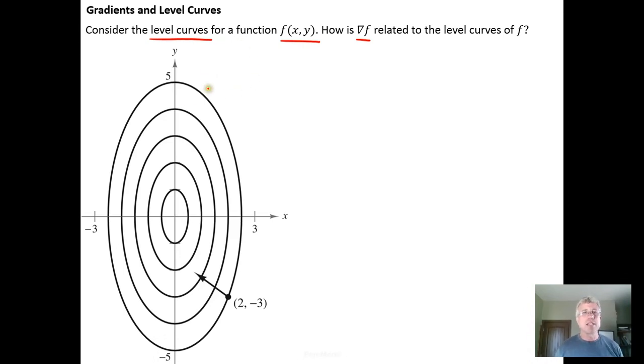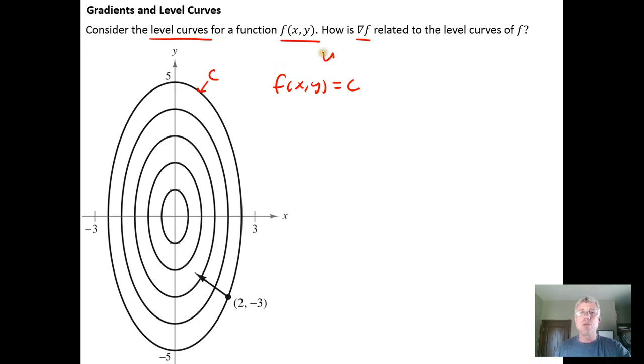So the idea is, for any level surface, the value of the level surface as you move around it is a constant, right? And we determined the pictures of the level curves by taking the function f of x y and setting that function equal to a constant. So if you're moving in the direction along a level curve, the function always has a constant value.